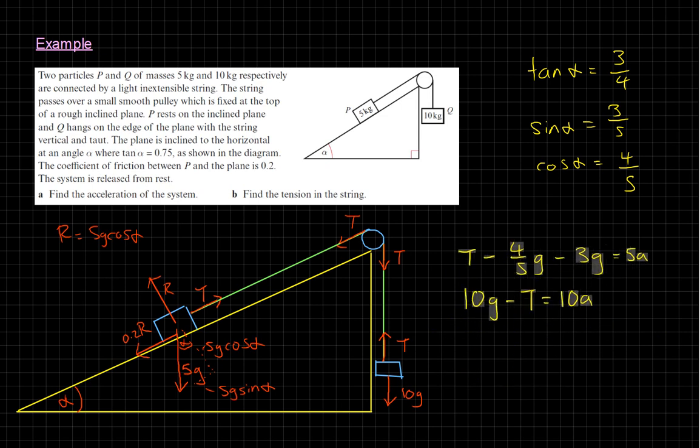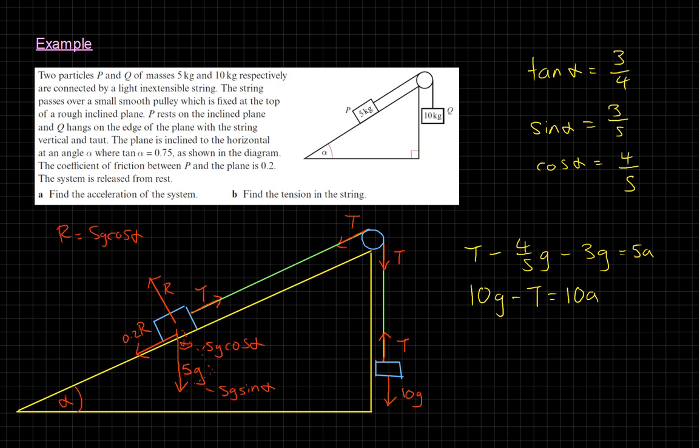So now we've got two equations with two unknowns, T and a. g, we know what that is, so we should be able to solve. We've done most of the work for both a and b, because we're being asked to find the acceleration and the tension. That's what we're about to do. We just need to do a bit of rearranging. What I'd suggest is let's combine these 4/5 g and 3g, and actually, let's just work out the number.